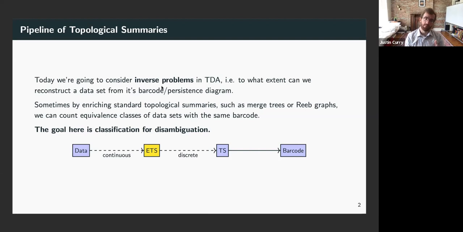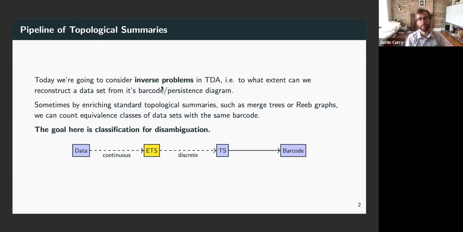The point I want to make here is that sometimes by enriching our topological summaries, whether they're, say, merge trees, which keep track of components as you filter a space, or Reeb graphs, which keep track of connected components of scalar valued data, or you look at a single fiber or level set. If you enrich each of these, there's settings in which you can actually count equivalence classes of data sets that have the same barcode.